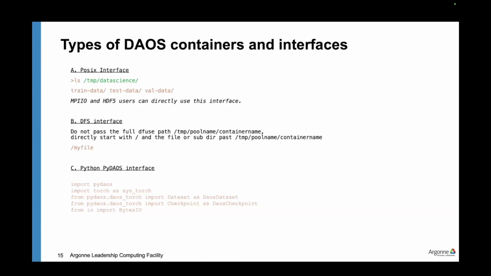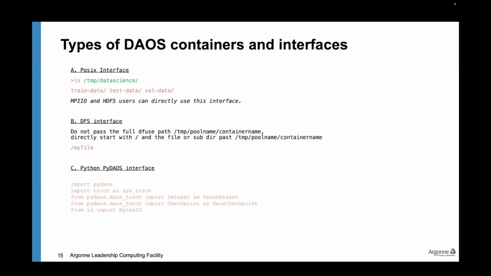So there are different types of interfaces with DAOS. We have the POSIX interface, which we just went through. Once you've mounted your container, you can just cd to the space and ls and start using it. You can also use the space to store all your MPI-IO or HDF5 files directly there and use that interface from POSIX. This POSIX interface itself gives very good performance, very close to the DFS.